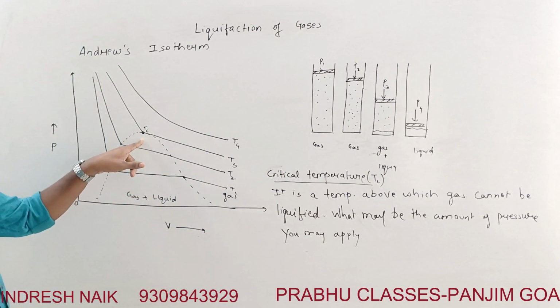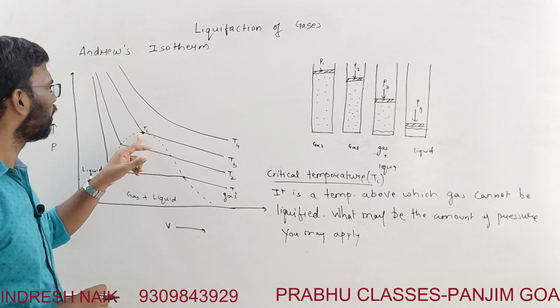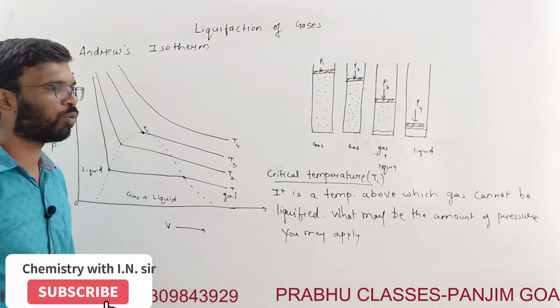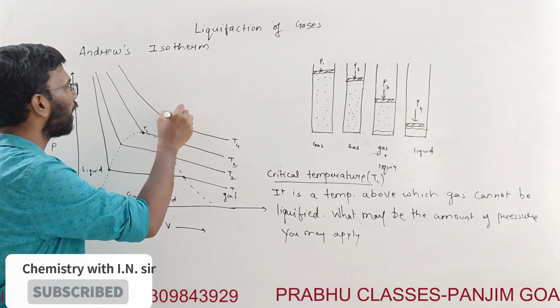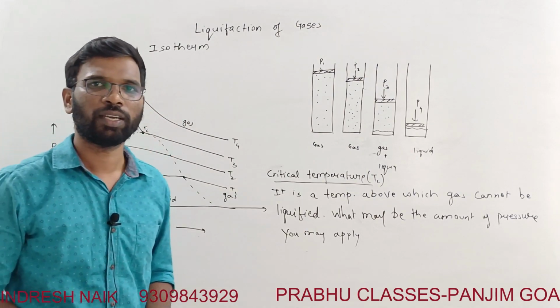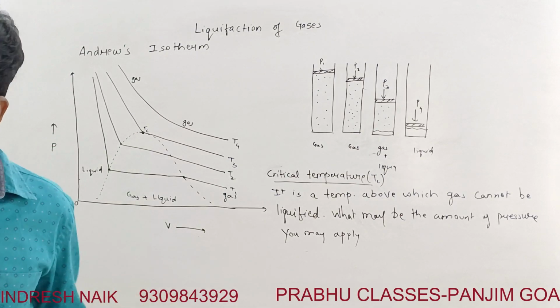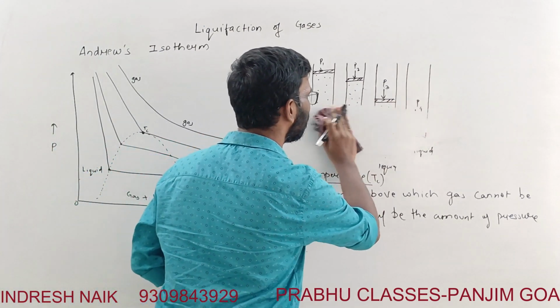This is point TC. At a certain higher temperature, above this temperature, that is T4, there is no conversion of gas to liquid. The gas over here also remains a gas, meaning above that temperature it is not going to get converted to liquid, right? Let's understand this critical temperature in more depth.